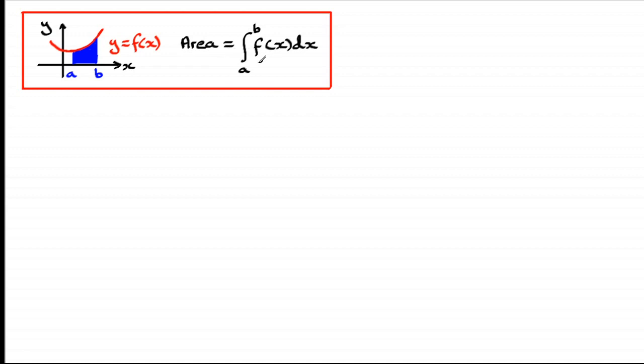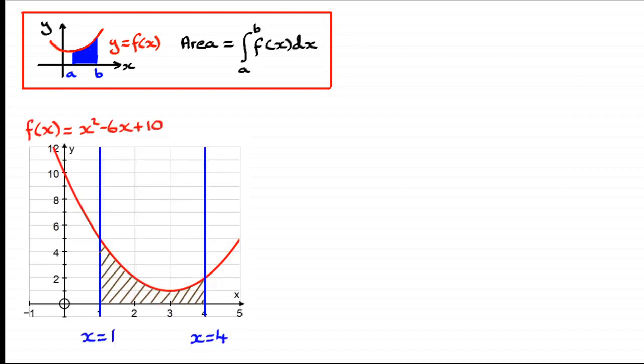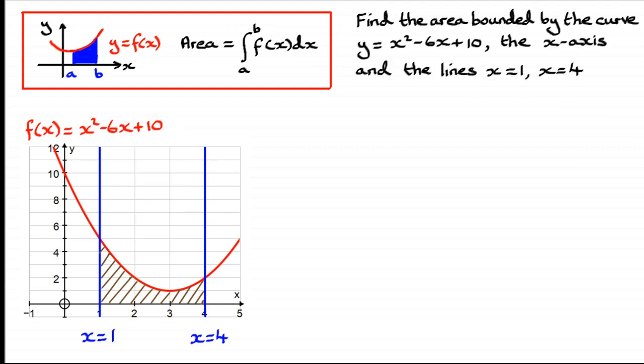Area equals the integral of f of x with respect to x between the limits a and b. And if we turn to this graph that we started with, f of x equals x squared minus 6x plus 10, then we could work out this shaded area by using this formula here. And if you've not guessed it already, that's your challenge.